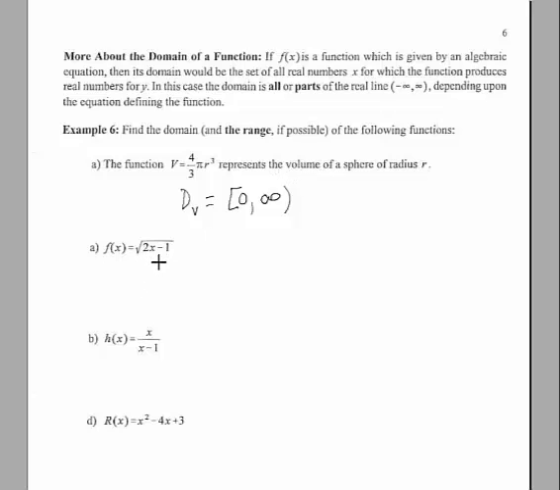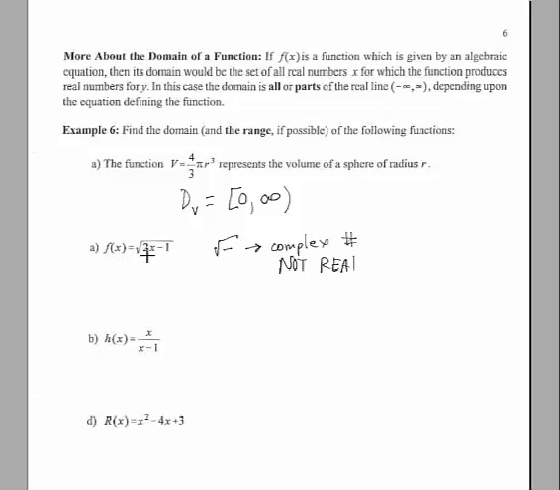Okay, what about f? Well, right off the bat, you notice something special about f. It has a square root. An important fact about square roots is that we don't want the radicand, the 2x minus 1, to be negative. It could possibly be negative depending on what x is. So the square root of a negative gives us a complex number that is not real.